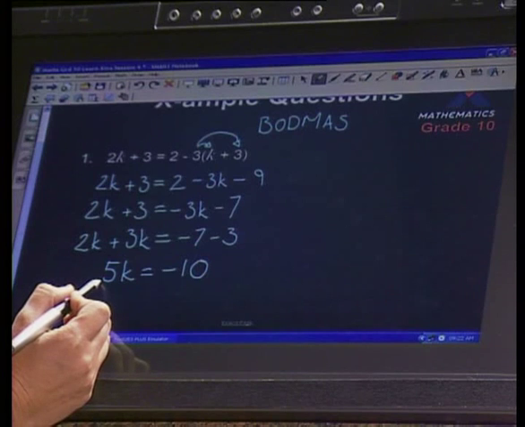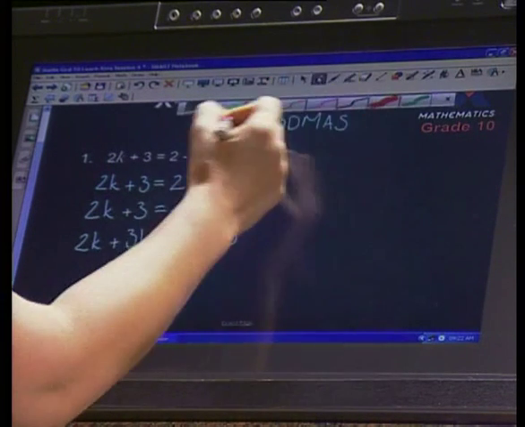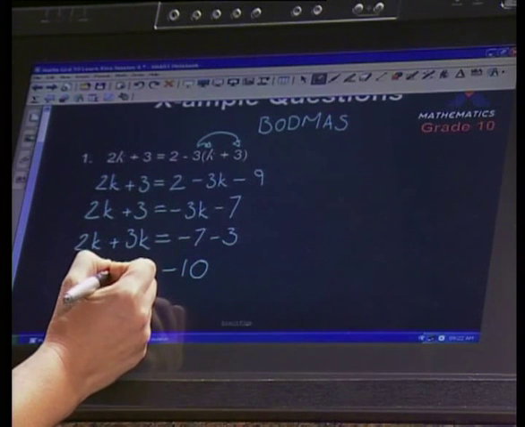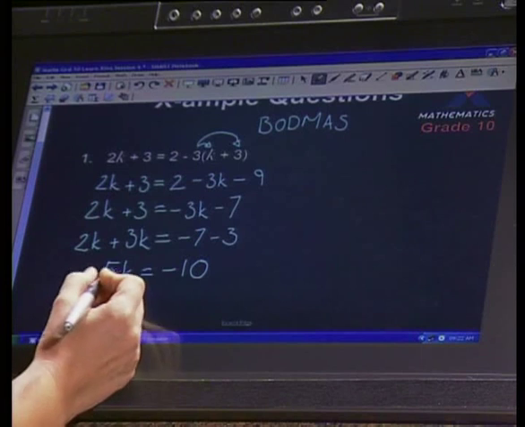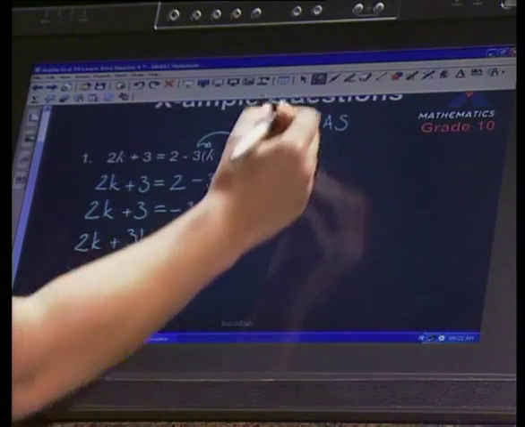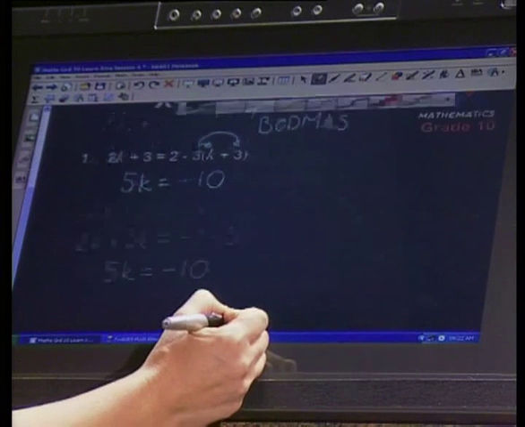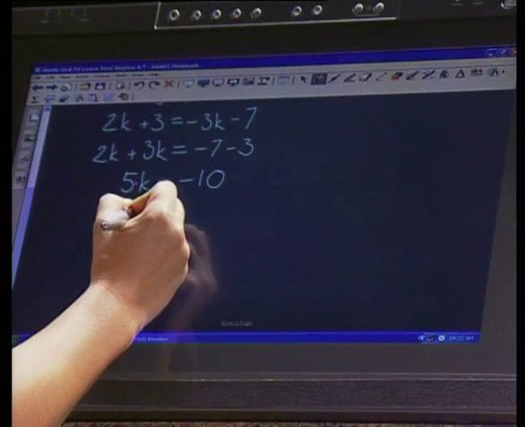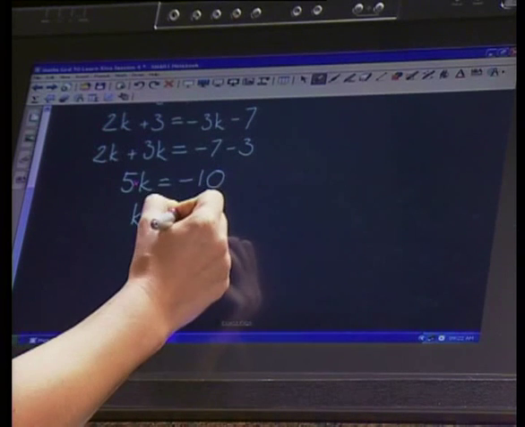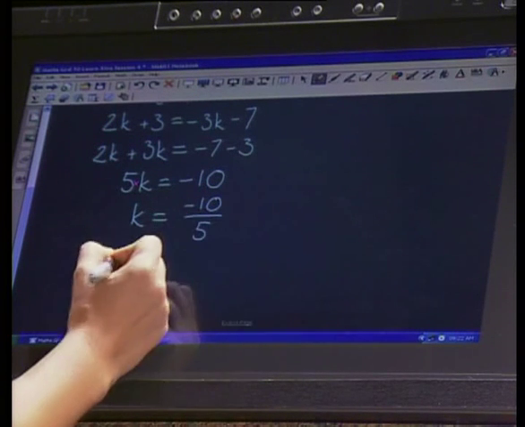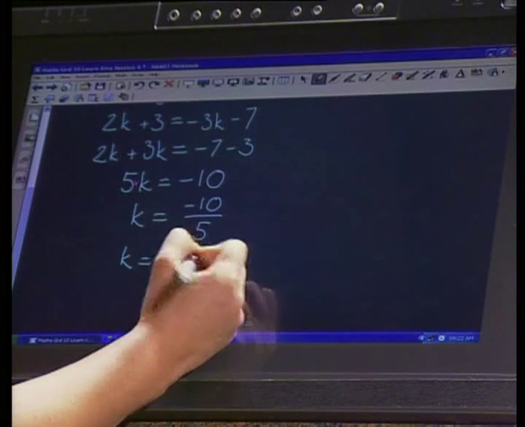How do I get rid of the k now? Oh, sorry, how do I get rid of the 5? Well, the 5 is multiplying the k. So that means if I want to get rid of the 5, I need to divide both sides of the equation by 5. You're not going to show it in as much detail as you did when you were in grade 8. What you're going to show is just k is equal to minus 10 divided by 5, which means that k is equal to minus 2.